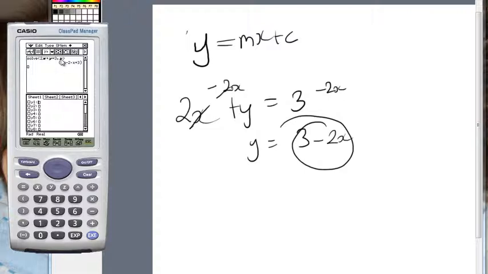A couple of ways you can do it. You can type it manually: y1 equals negative 2x plus 3. Or you can actually use your stylus to highlight this part of it and drag it in here. Okay, so now let's graph it. I need to make sure the box is checked, and then I hit this button here, and that plots the relation.